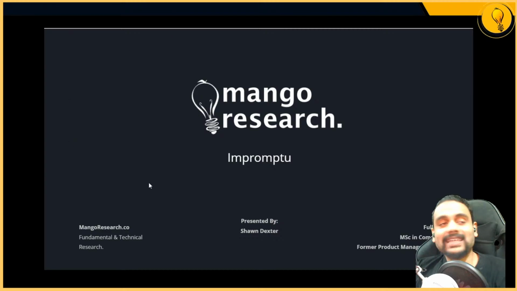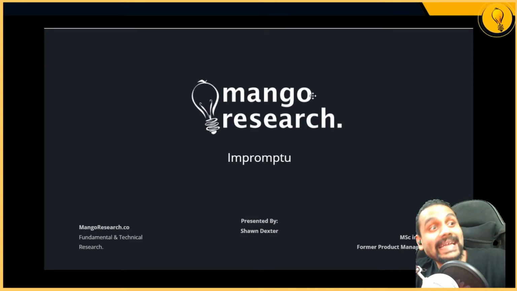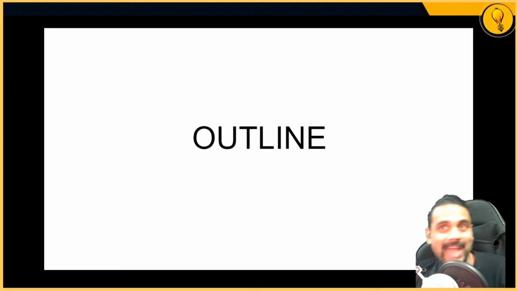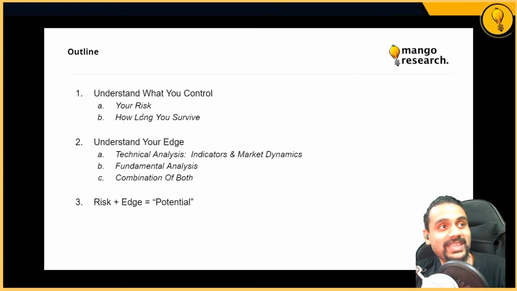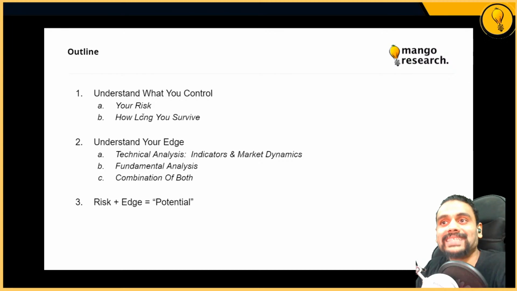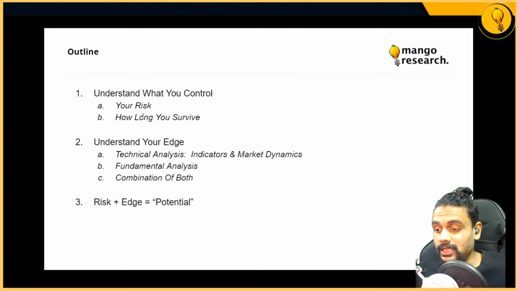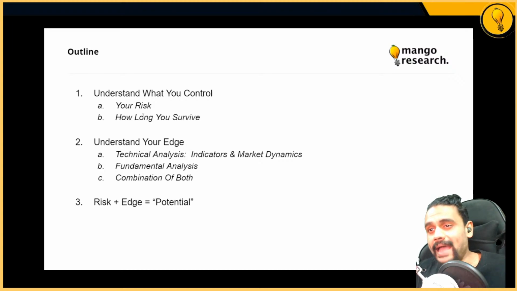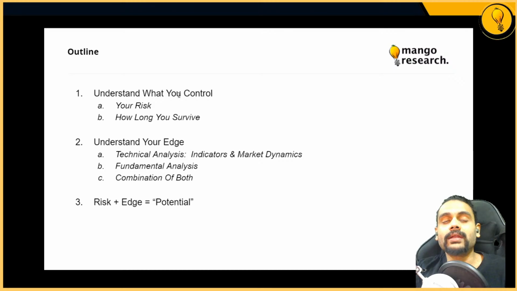Essentially this is just the slide template that is from the seed program that I'll be using. We have an outline, and I'll be talking about this as soon as we are done with our technical analysis. Essentially, I do want to touch on these points. They're really important for all of you guys out there who are looking to be traders, right? It's important to understand what you control, understand your edge, and how we'll be putting those together and talking about this little concept of potential when pertaining to your trades.